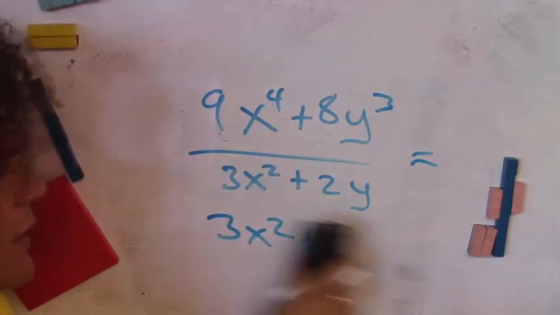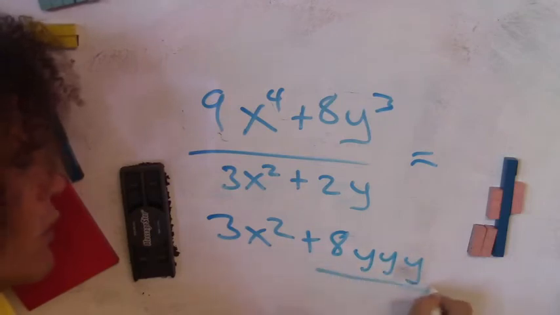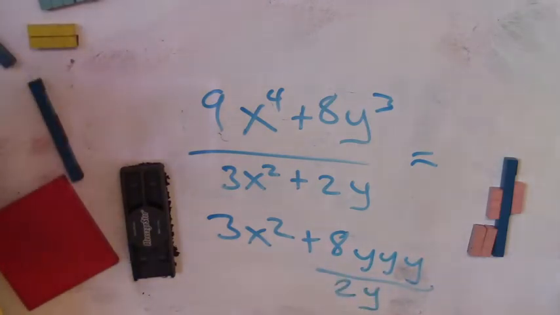Now over here, I said I had 8 y times y times y over 2y. Do you see any ones? No. I do. What's y over y? There's 1. Y over y is 1. Oh, 1. Yep, there you go. So now there's my 1 that I found. How many 2's in 8? How many 2's in 8? 4. Done.